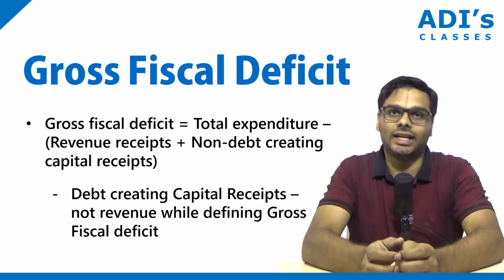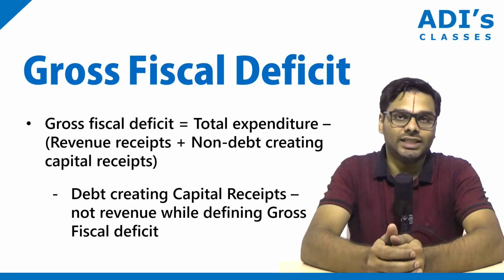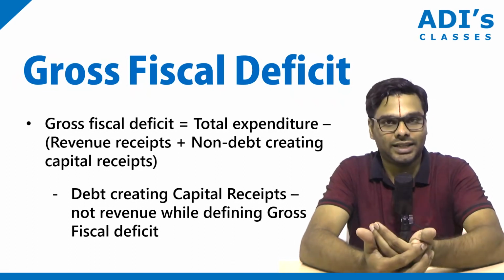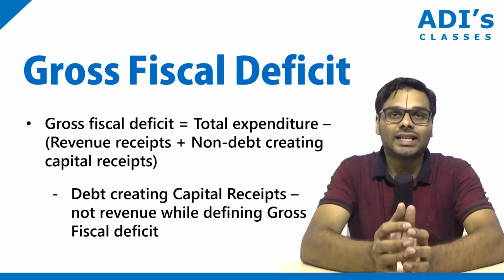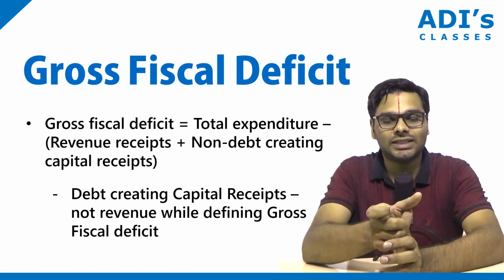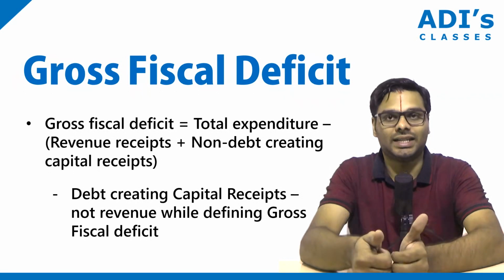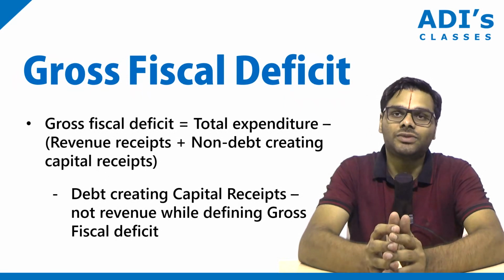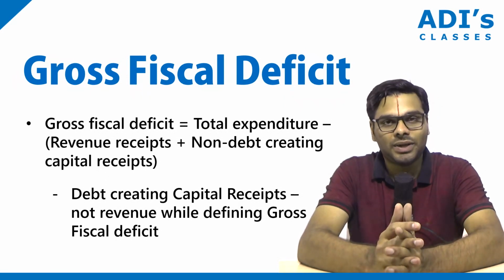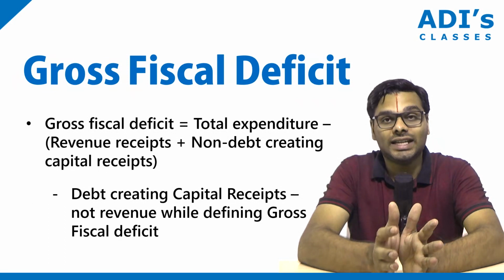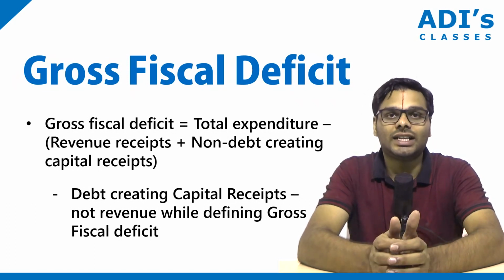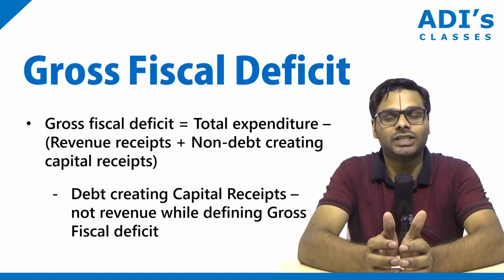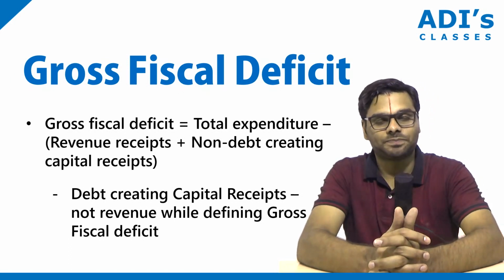So, non-debt creating capital receipts are those receipts which are not borrowings and therefore they do not give rise to debt. Okay. Now, debt creating capital receipts, like the name suggests, create a debt. For example, recovery of loans and the proceeds from the sale of PSUs are capital receipts that do not create any debt. So, these are non-debt creating capital receipts. Okay, and this is taken as part of the definition of gross fiscal deficit.